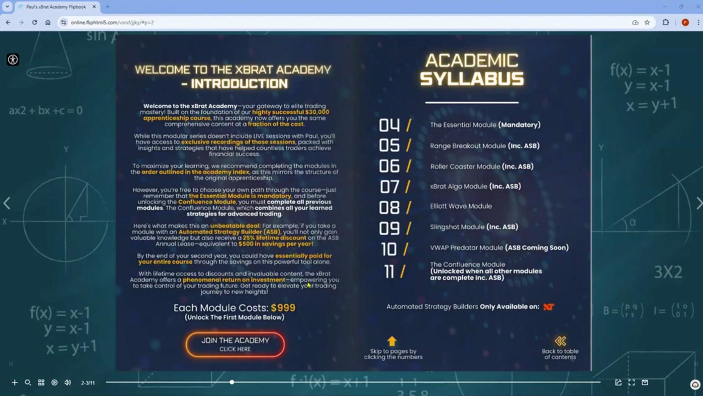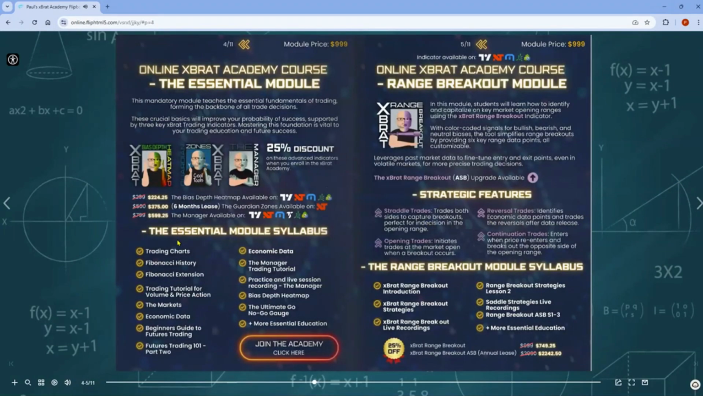There's a lot in this essential module. We have Fibonacci extensions, a trading tutorial for volume and price action, the markets, economic data, what we've just covered there. Very, very important. We look at correlations. We look at how to use the manager properly. There's actually recordings of live sessions from my apprenticeship in there as well. There's a lot of essentials. Again, for those that are new to futures trading, there's a beginner's guide to futures trading in there as well.